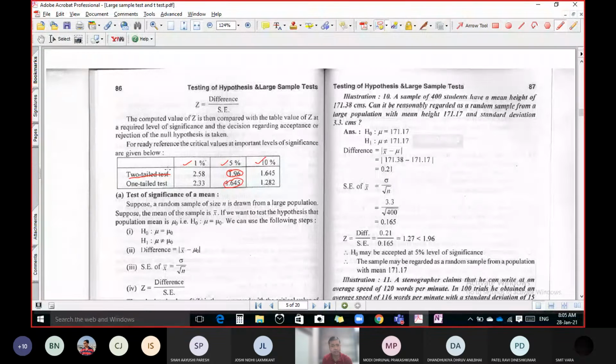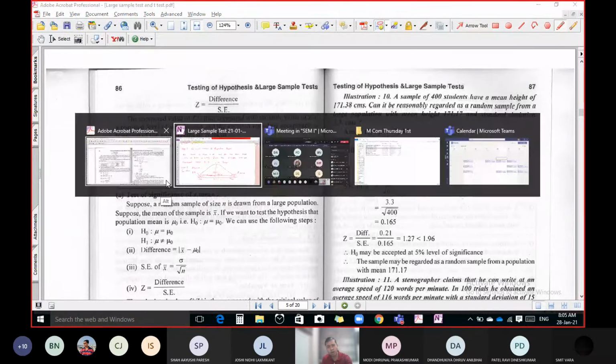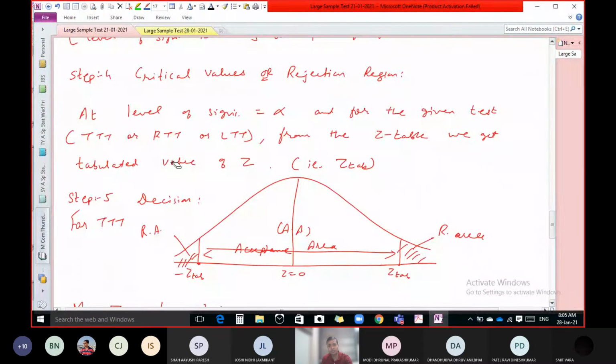If another level of significance is given, then you have to use the normal table. But for alpha 5%, 1% or 10%, tables are not available and values are also not available. So you have to learn these values, and this is required for all the large sample tests.